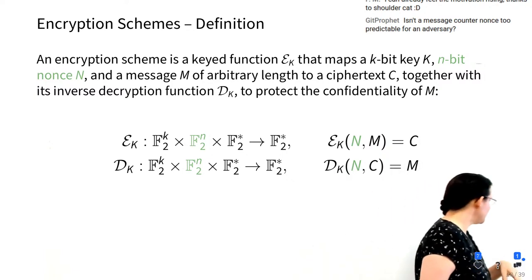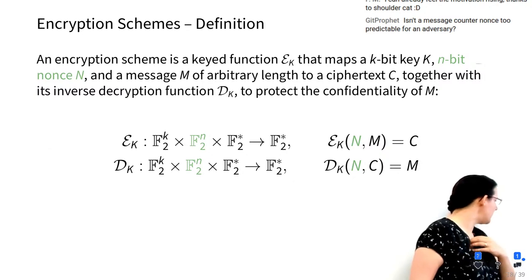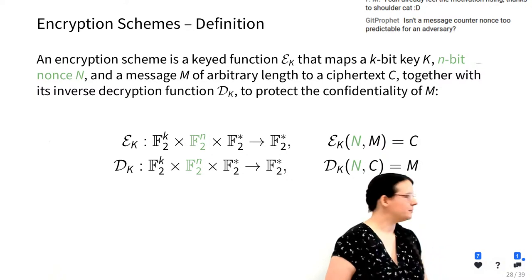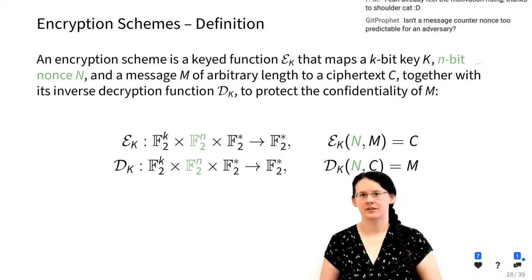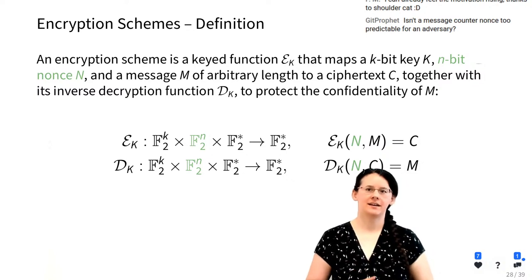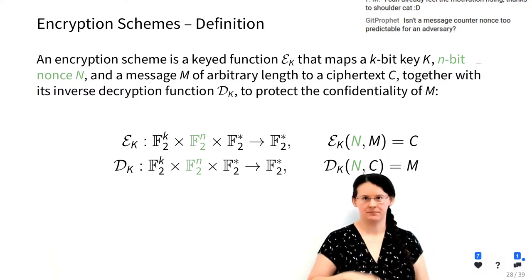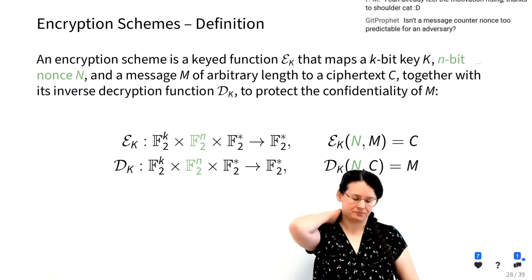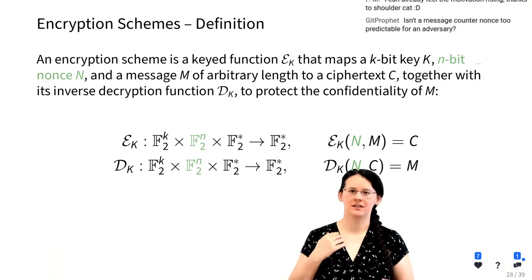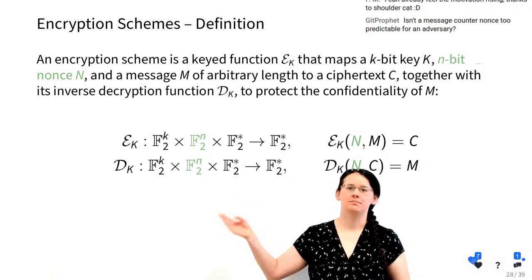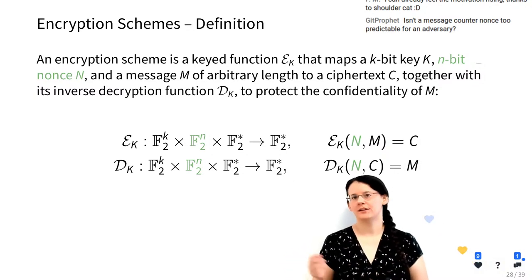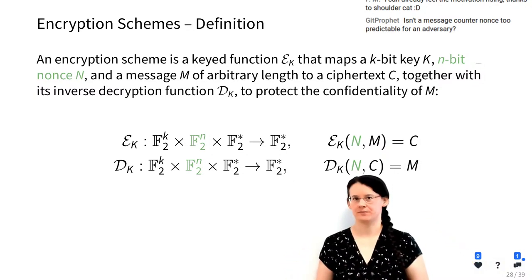Okay, I see some questions are coming in. Isn't a message counter nonce too predictable for an adversary? That's an excellent question. The good news is that many encryption schemes, but not all of them, can deal with this predictability. So if the first message is encrypted with one, the next with two, and so on, an adversary will of course know in advance what nonce the next message will be encrypted with. However, if the nonce is mixed with the plain text in a sufficiently complicated way, then the attacker will not be able to exploit this knowledge.